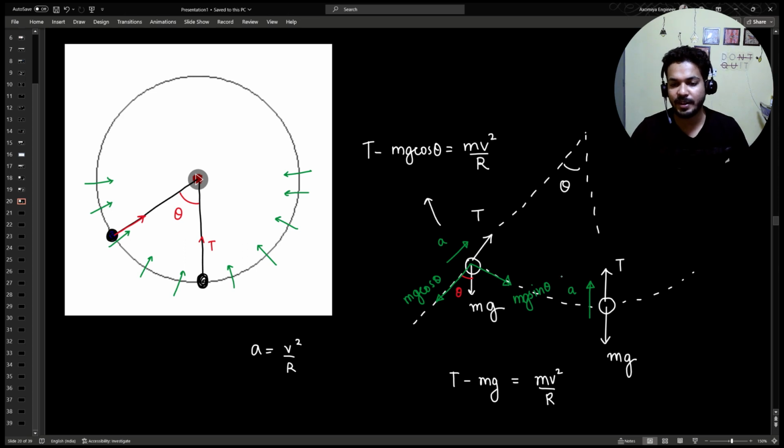Well, it's going to bring the ball towards the central position. Now you know that if you take a ball and raise it to a certain height and release it, it's going to tend to come towards the mean position, which is the central position. Why does it happen? Well, because of mg sin theta. Mg sin theta is the force responsible for trying to bring it back towards the mean position.